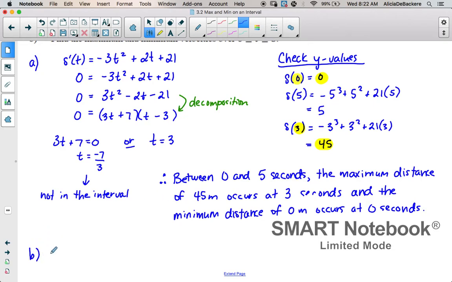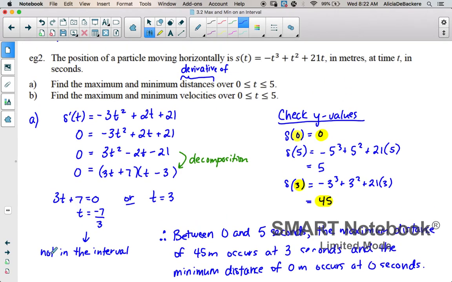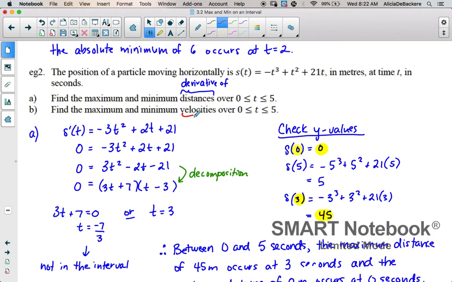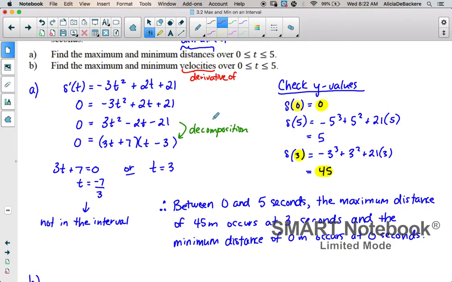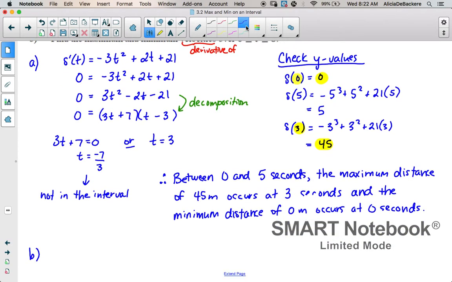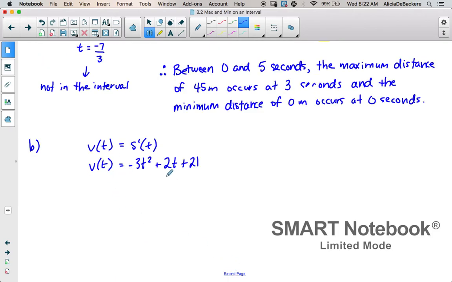Now in part B, they ask me about finding the maximum and minimum velocities. So this time I need to find the derivative of the velocity function. So I'm always taking whatever I'm trying to maximize or minimize, that's what I'm taking the derivative of. So I need a velocity function. So I'm going to remember from 3.1 that the velocity function is equal to the derivative of the position function. And so here my derivative of my position function was negative 3t squared plus 2t plus 21. So this is my velocity function. This is the one that I want to take the derivative of in order to maximize or minimize.